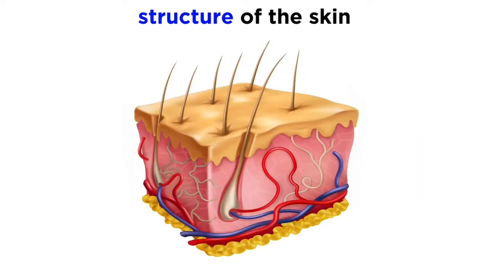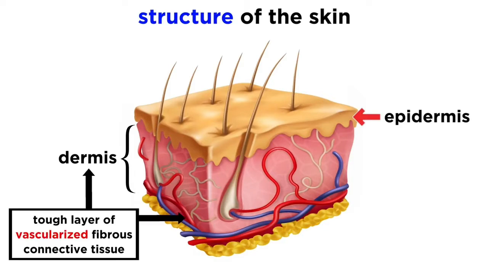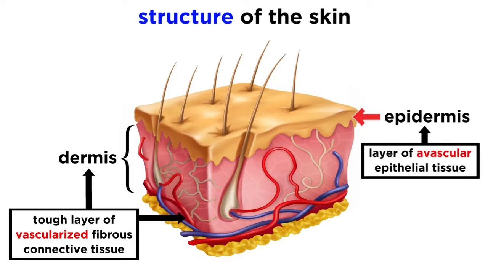Our skin is made of two regions, a thin outer layer, which is the epidermis, and a thicker inner layer called the dermis. The dermis, which is a tough layer of fibrous connective tissue, is vascularized, getting its nutrients from the bloodstream. The epidermis, which is made of epithelial tissue, is avascular, so it gets nutrients by diffusion through the tissue fluid from the dermis.